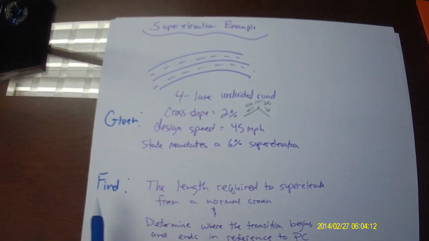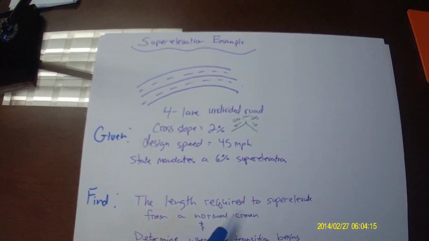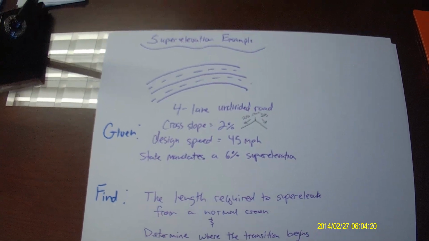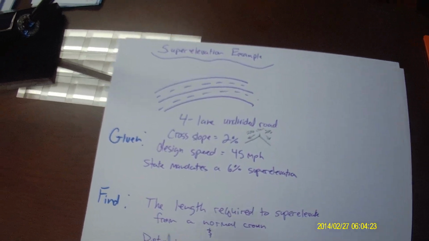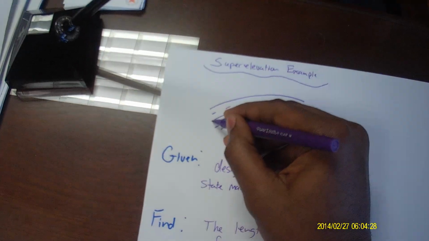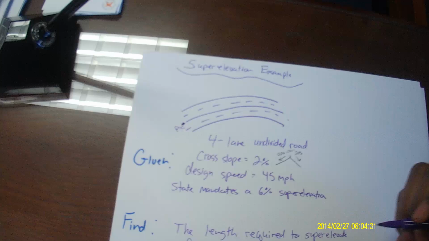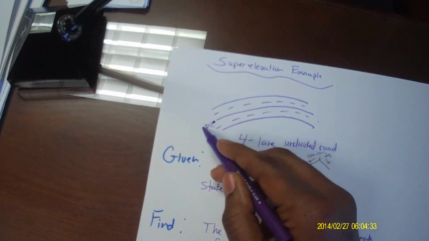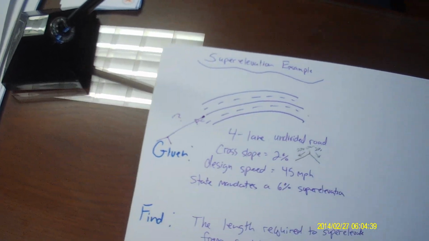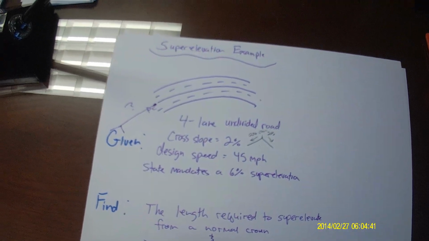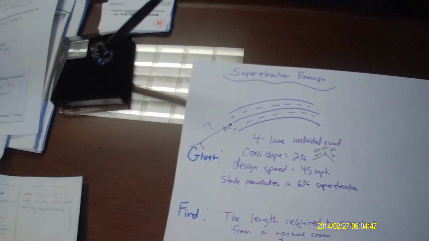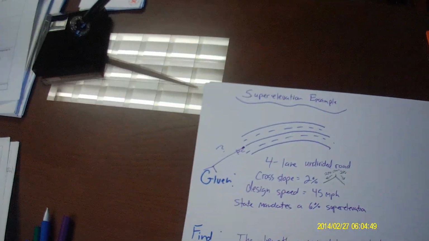So these things are kind of held steady. Now, you've been asked to find the length required to super elevate from a normal crown. That's the normal crown. And determine where the transition begins and ends in reference to PC. If you look at this, remember I said PC can be right about here. So basically, where does this super elevation begin? Well, to start to answer this question, we have to write a few things down.